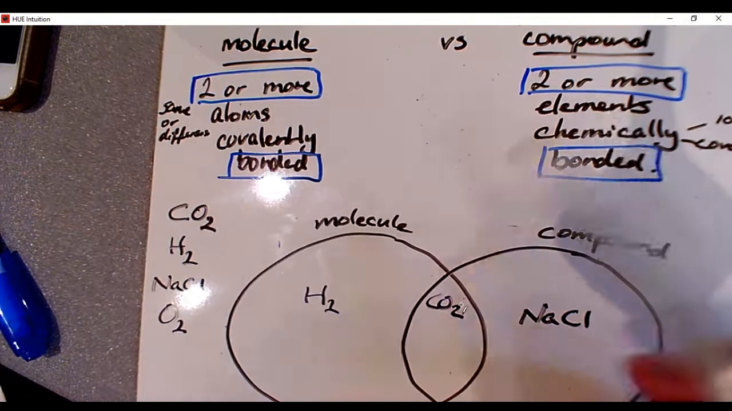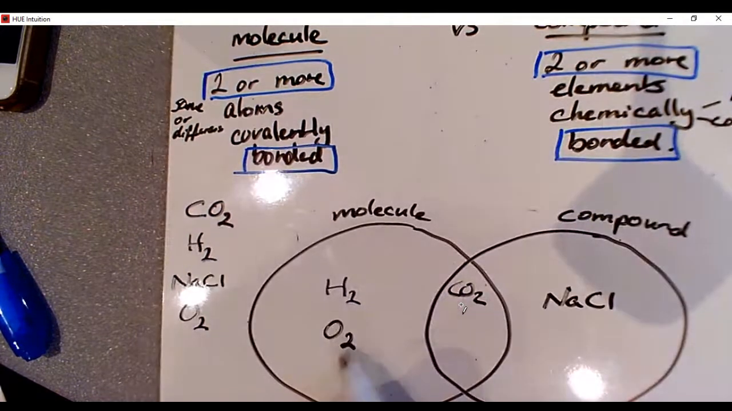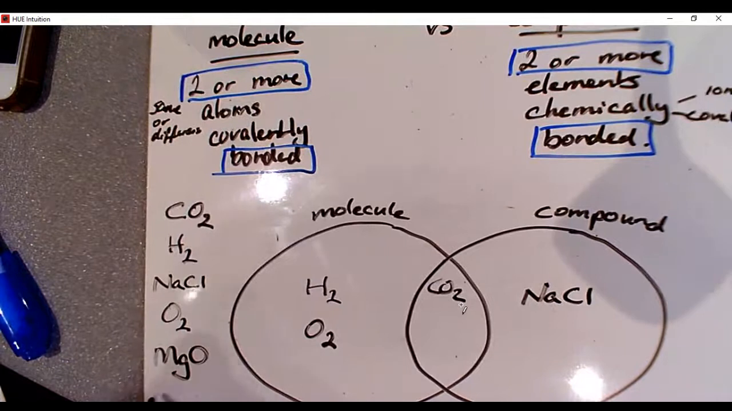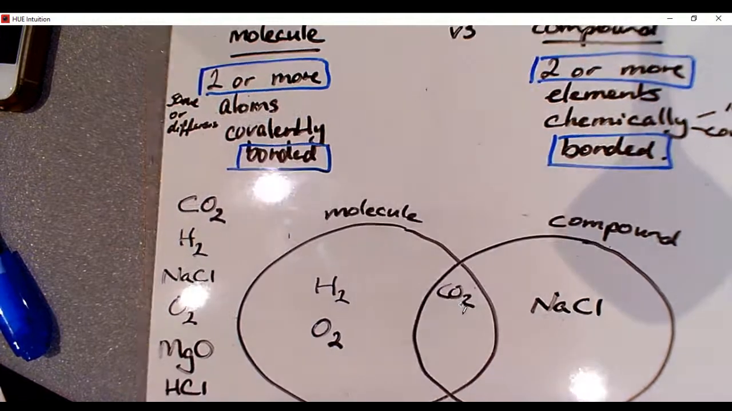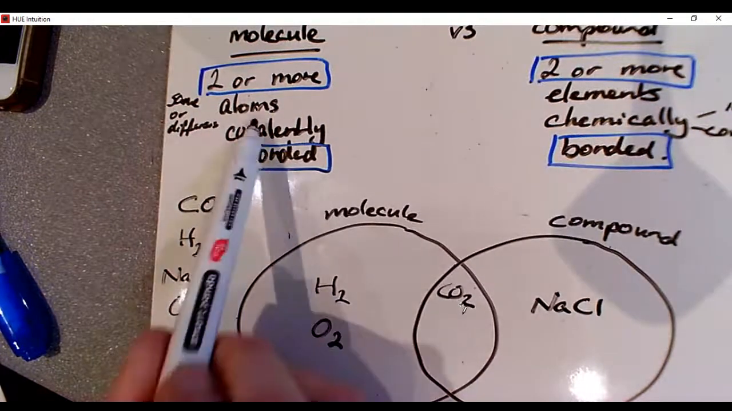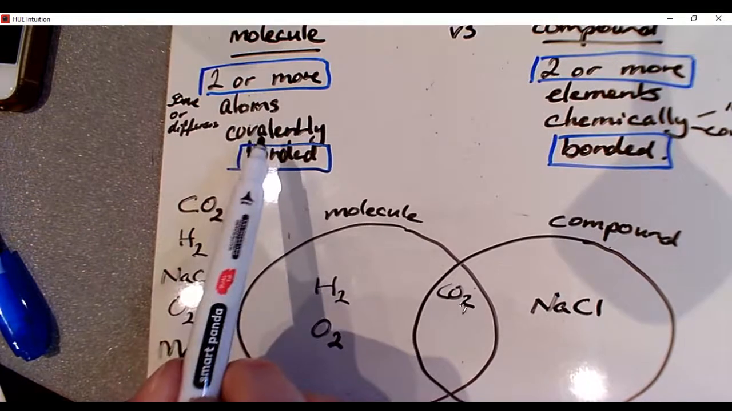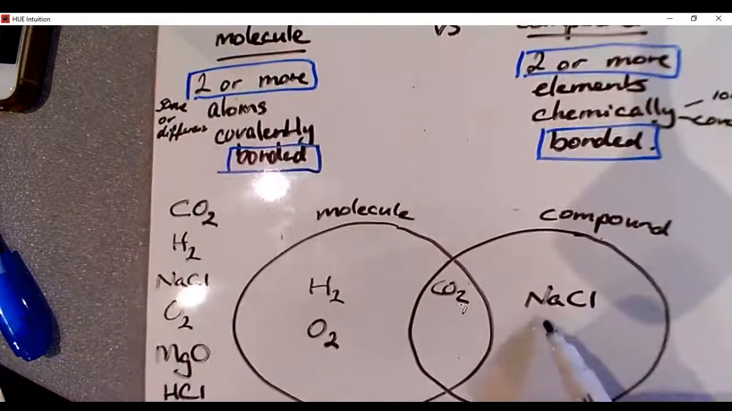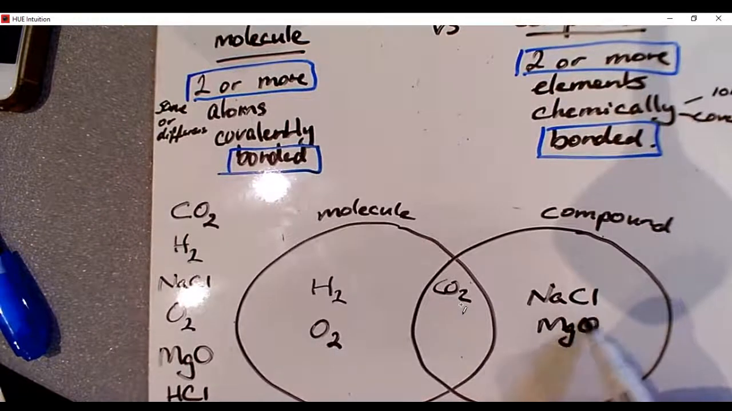No, it has only one element, so it's going to go in here. And what about, let's do 2 more actually, magnesium oxide, MgO. Doesn't qualify as a molecule because it doesn't have covalent bonding. Does qualify as a compound because it has 2 or more elements.